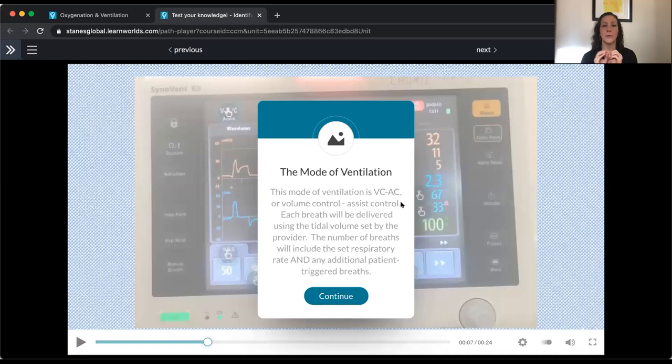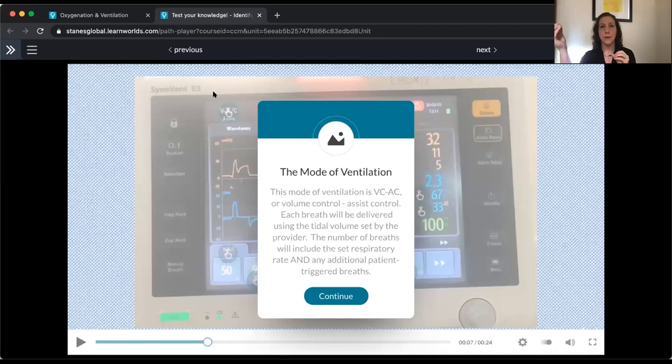Each breath will be delivered using the tidal volume set by the provider. The number of breaths will include the set rate and any additional patient triggered breaths. Remember, with assist control, if your patient breathes above the set rate, it's not like SIMV, where they only get the set breaths and then they breathe on their own.